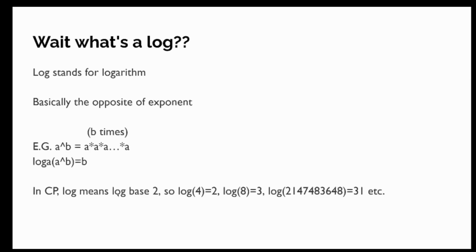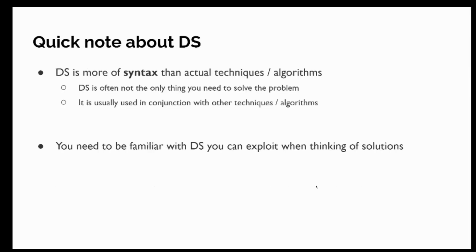So in CP, if you just have log, it means log base 2. In actual math, just having log means nothing. You need a base. But in CP, we just say log base 2. So that means that log 4 equals 2, because log base 2 of 4 equals 2. Log base 2 of 8 equals 3. Log base 2 of this equals 31. Another way of seeing this is: 2 to the power of 2 is 4. 2 to the power of 3 is 8. 2 to the power of 31 is this number. That's what log means.